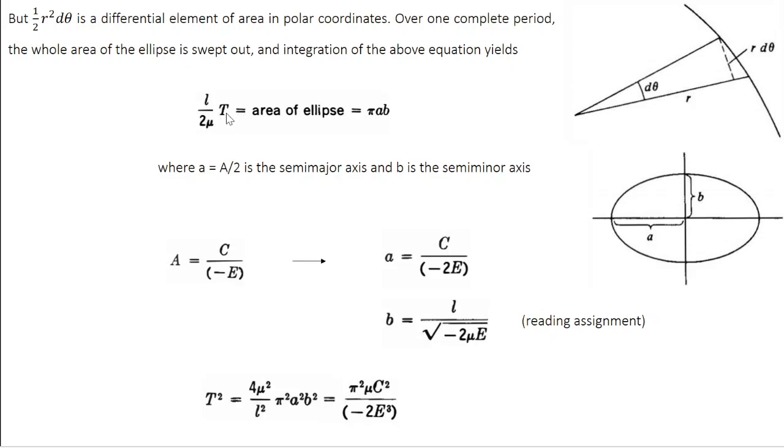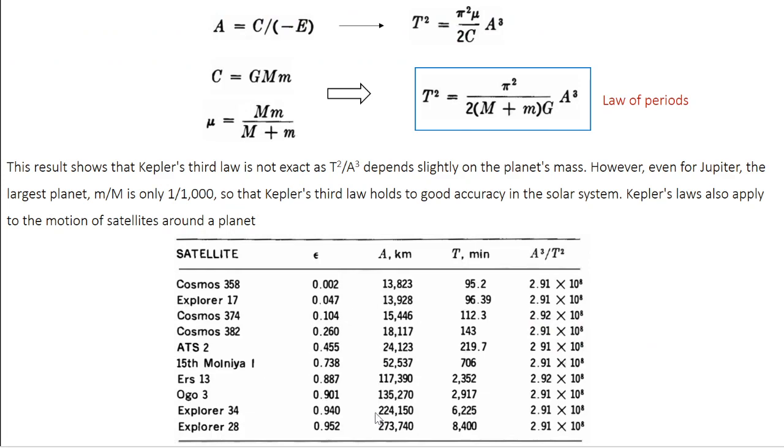From this equation, I can write T equal to 2 mu pi AB divided by L, or T square equal to 4 mu square by L square, pi square A square B square. Substitute for A and B. You get T square equal to pi square mu C square divided by minus 2E cube. But we know that A equal to minus C by E. So instead of minus E cube, I can write C cube by A cube. So when you substitute for A cube, you get T square equal to pi square mu divided by 2C into A cube. So you can see on one side you have T square, other side you have A cube.